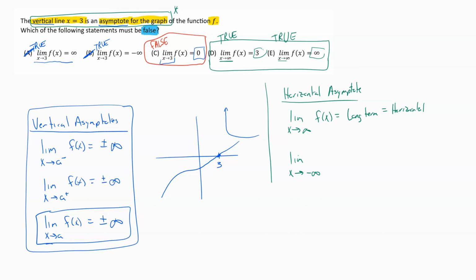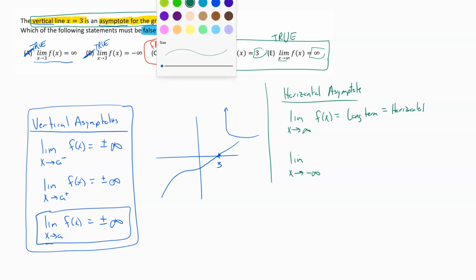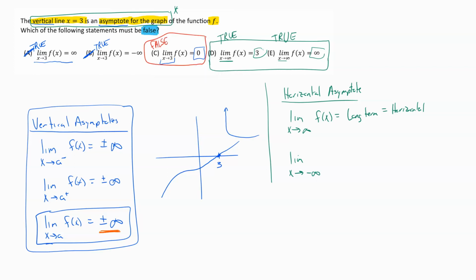This question is really about understanding that vertical asymptotes happen when the answer equals plus or minus infinity, and horizontal asymptotes are when x is headed to infinity.